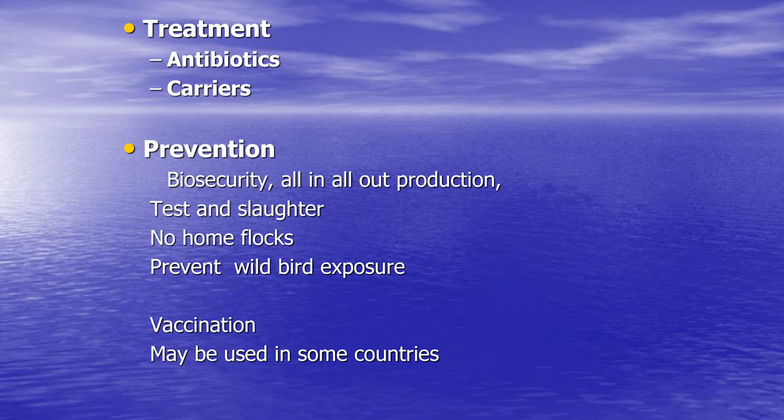Again, no home flocks. You don't want to have commercial birds in a small flock of your own chickens. Prevent wild birds getting into your commercial birds and exposing them. Vaccination. Now this can be used in some countries. Every country has its own regulations, and many states and provinces may have regulations as to what vaccinations can be used as well. So there are vaccines out there for both MG and MS, but it has to be checked into.